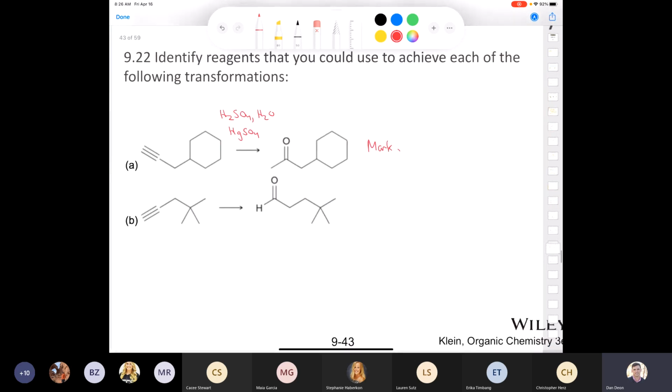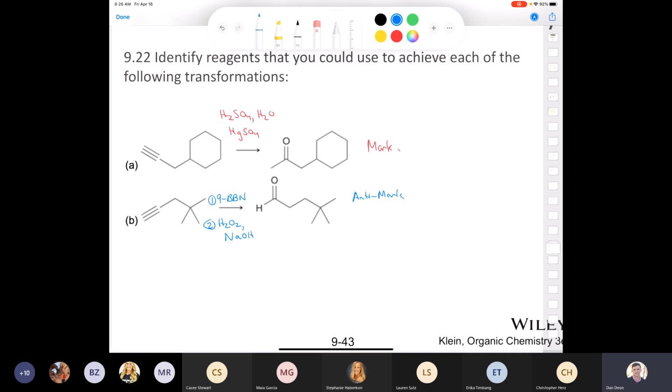Okay, next one, we're going to take the terminal alkyne, right? Both of these are terminal alkynes, and we want to make an aldehyde. Well, this is going to be an anti-Markovnikov addition. Now, we can't just use BH3 and THF, can we? We have to use a hindered borane. Let's get spicy here. Let's just use 9-BBN just because it's such a cool acronym. And then for the second step, we're going to use hydrogen peroxide and sodium hydroxide, right?